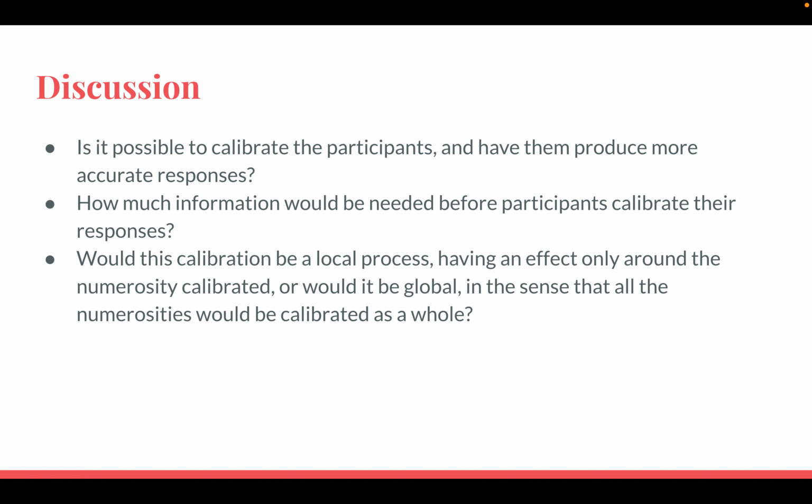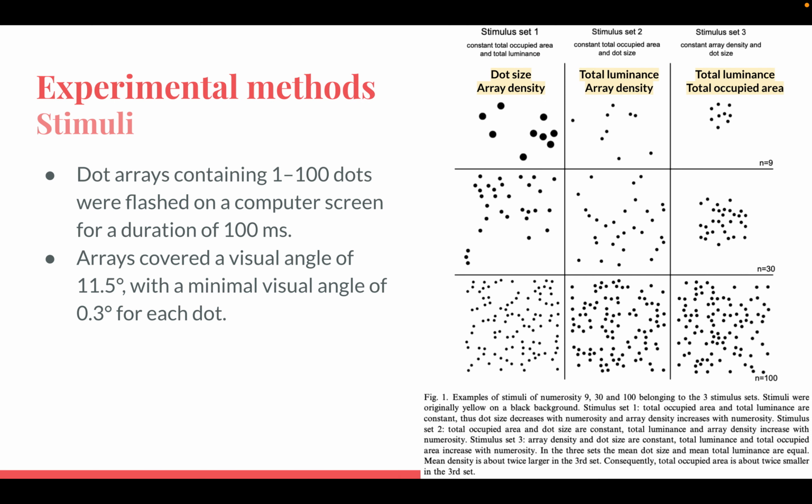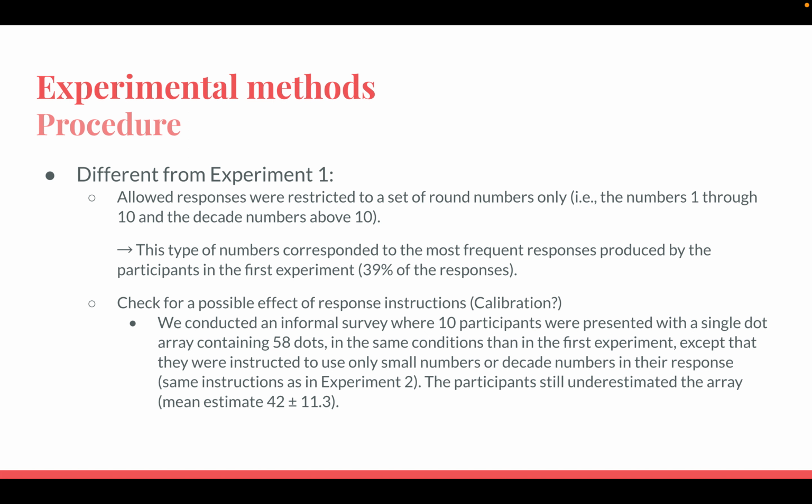In order to address these issues, they designed a second experiment where they presented participants with a reference array before they estimated numerosities. The second experiment consisted of calibrated estimation. Some materials from experiment 1 were used in experiment 2. Different from experiment 1, responses were restricted to a set of round numbers only. These numbers corresponded to the most frequent responses produced by the participants in the first experiment.